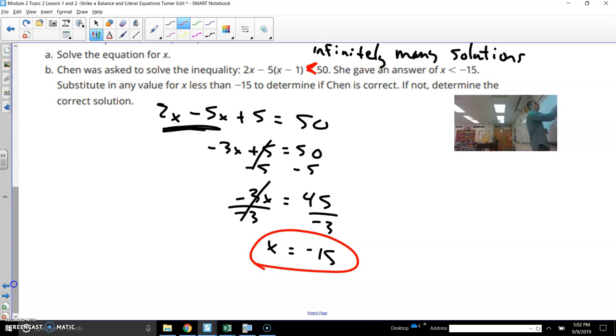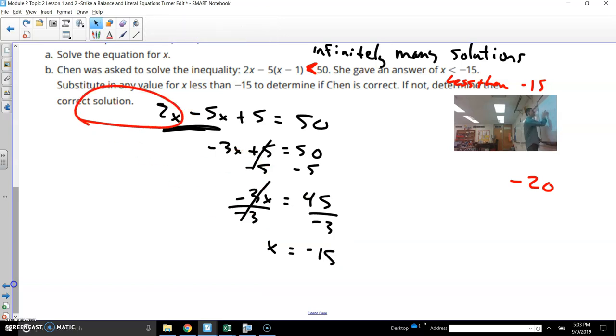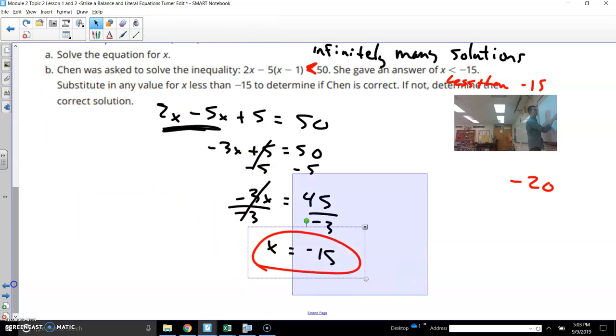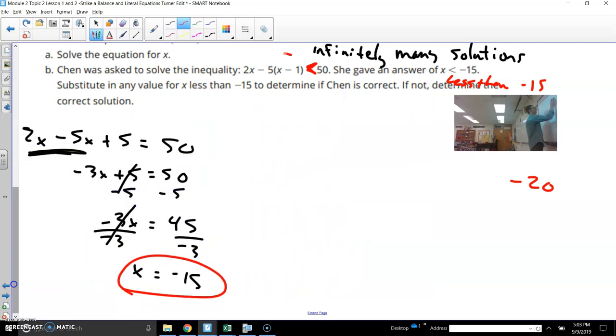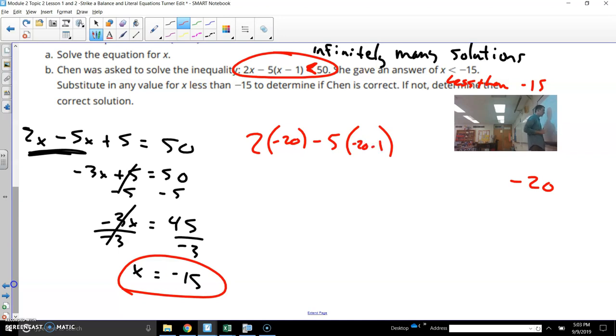So this right here is numbers less than -15. So maybe like -10, -20. Sorry, -20. -20 is less than -15. So let's jump into the problem, and basically let's plug in our solution of saying -20 just to see what would happen. So 2 times x, -20, minus 5 times x minus 1, -20 minus 1. Does that come out to be less than 50?